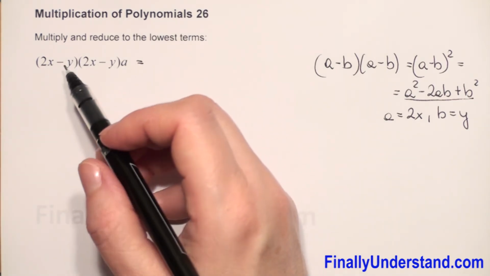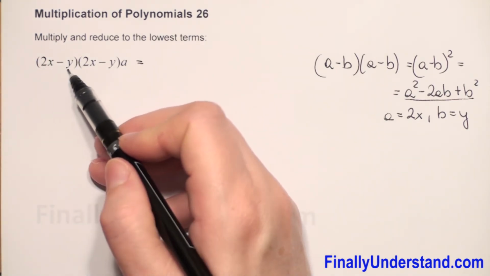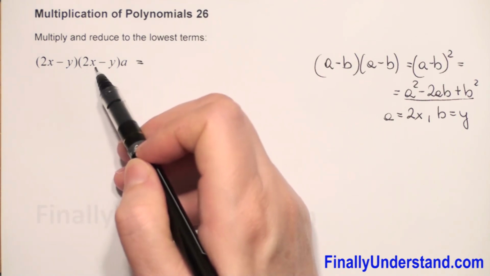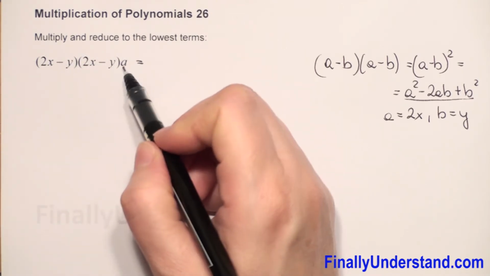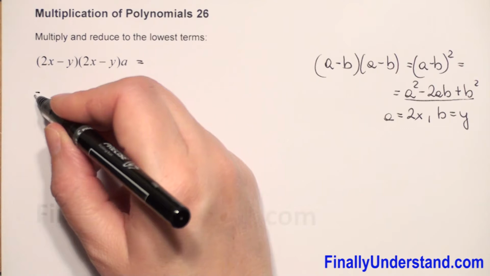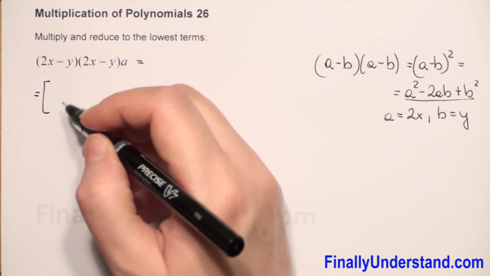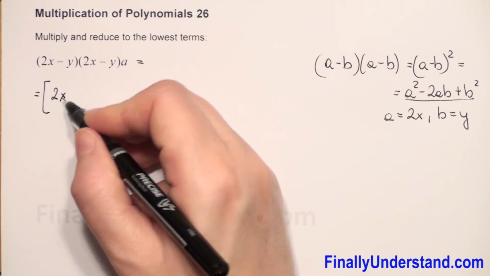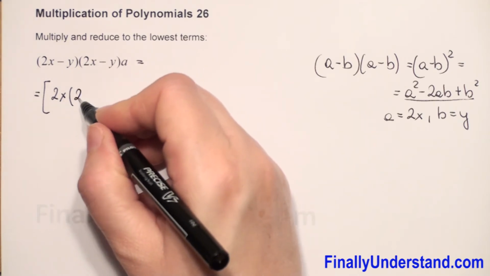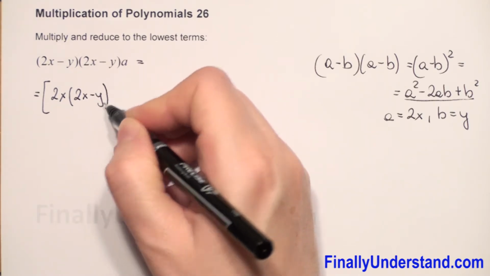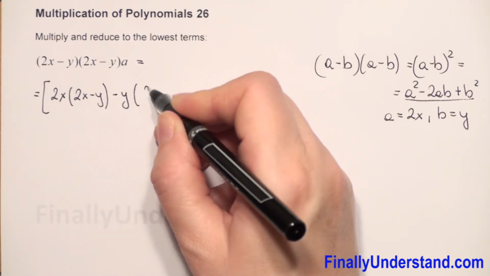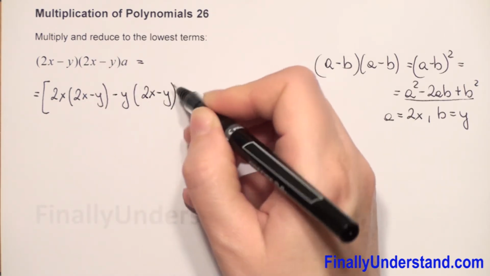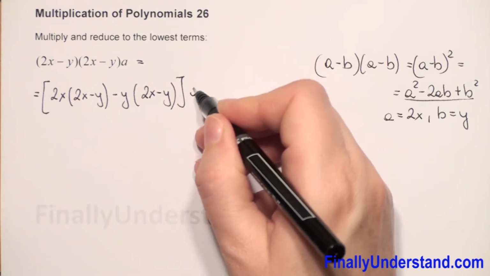step by step. So first we have to multiply every term in the first parenthesis by every term in the second parenthesis, and at the end we have to multiply our result by a. So let me put this in brackets. First we have 2x times (2x minus y), and next we have negative y times (2x minus y), close brackets, and we have times a.